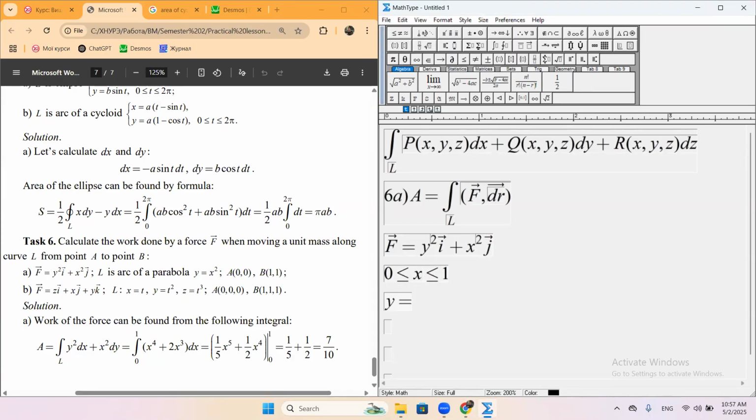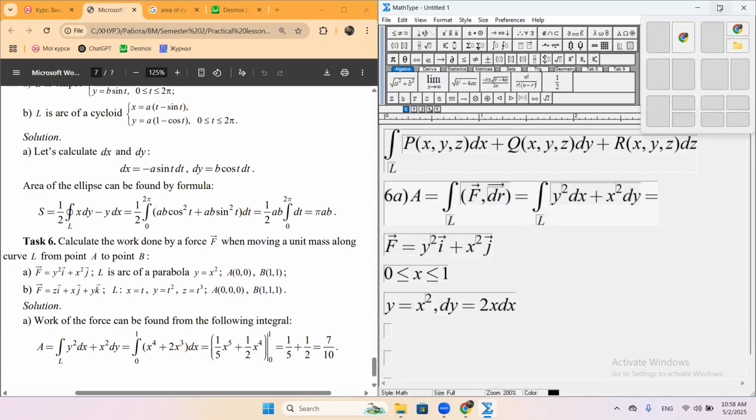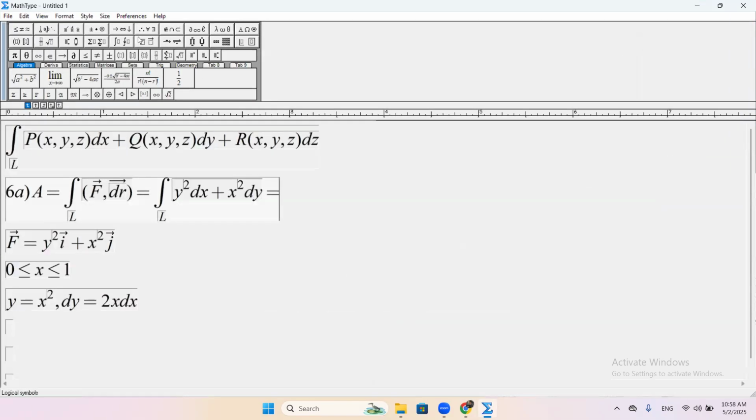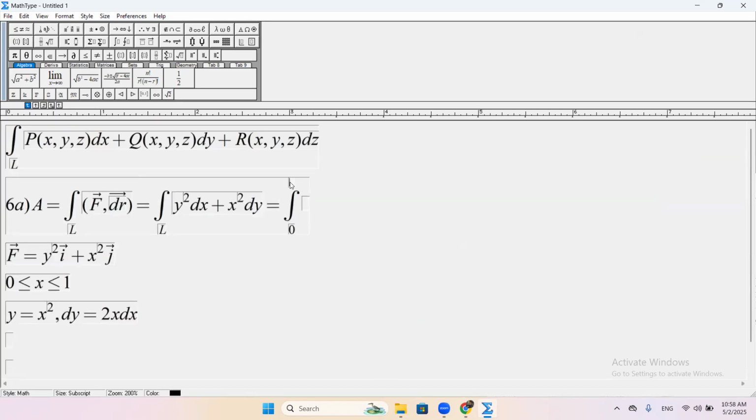And y actually has the explicit expression x². So the integral over L will be the following: y² dx plus x² dy. And dy will be equal to 2x dx. So we will transform it to the definite integral from 0 to 1 of x⁴ plus 2x³ dx.